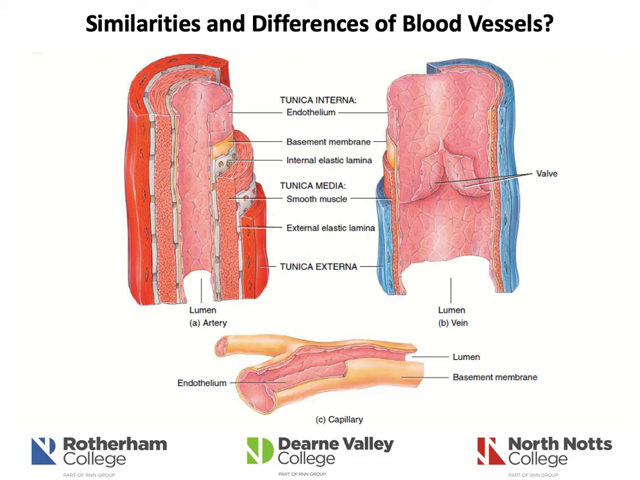In terms of the similarities and differences of blood vessels, what I want you to look at is briefly pause this screen and try and explore what is different between these types of blood vessels. So we've got an artery labelled A, vein labelled B, and capillary labelled C. What is different between all of those in terms of the structure? That is now what we're going to explore.